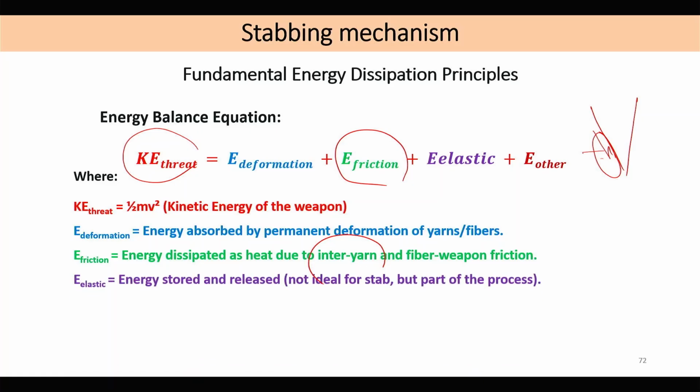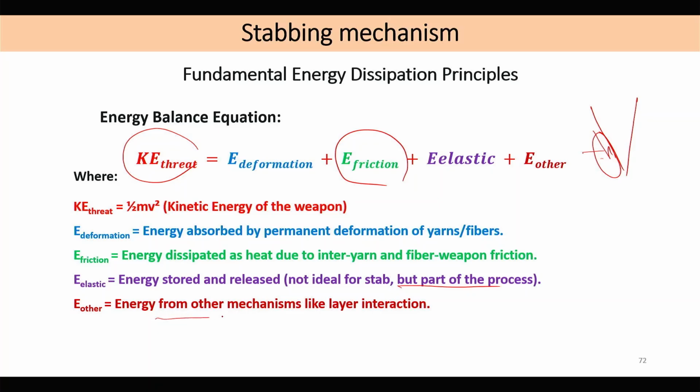and elastic energy, which will be stored in the material. So, energy is stored, and other forms of energy like heat energy or layer interaction. We have multiple layers, so that layer interaction will also absorb some energy. So, the total threat is actually balanced with all these types of energy.